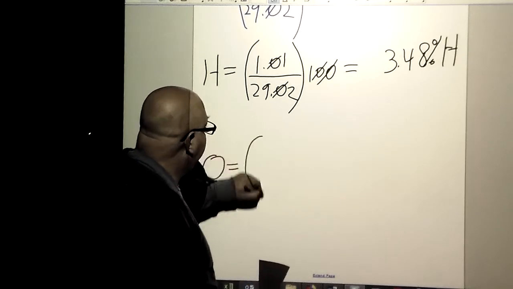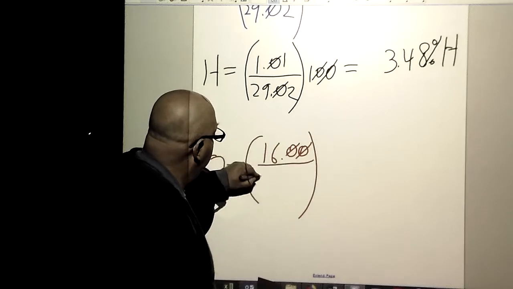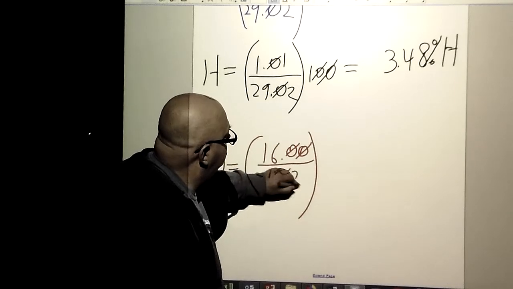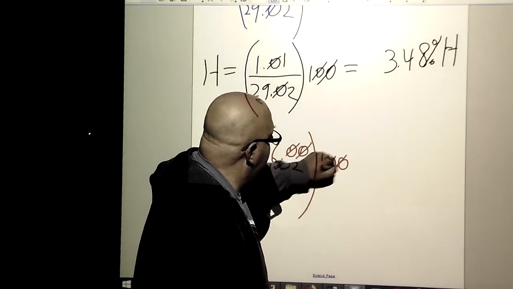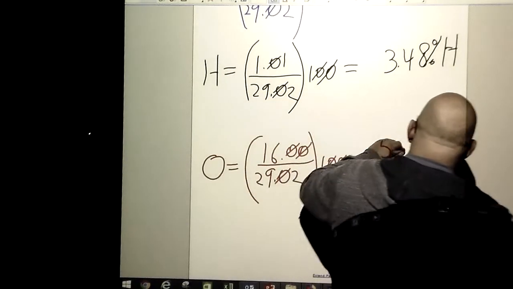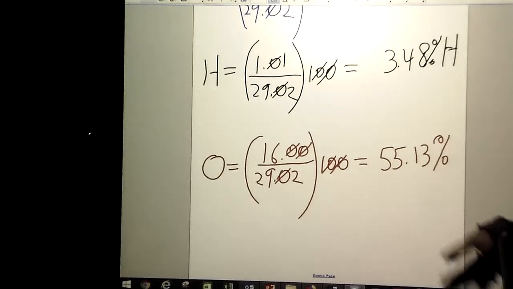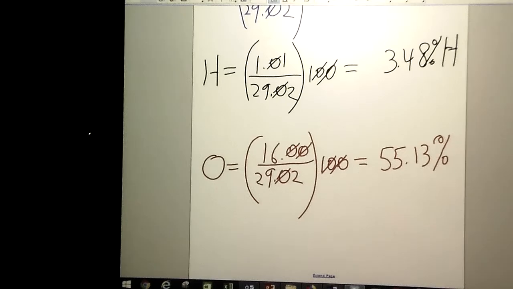So oxygen is equal to 16.00 over 29.02 multiplied by 100, and that's going to equal 55.13%. So that's what it looks like, ladies and gentlemen.